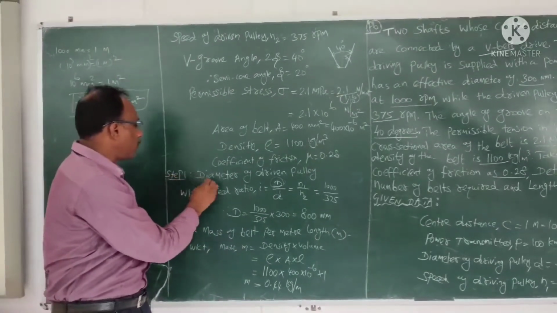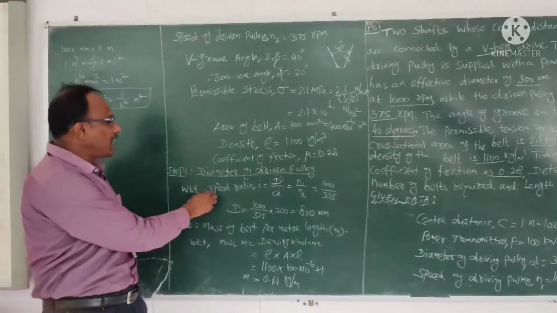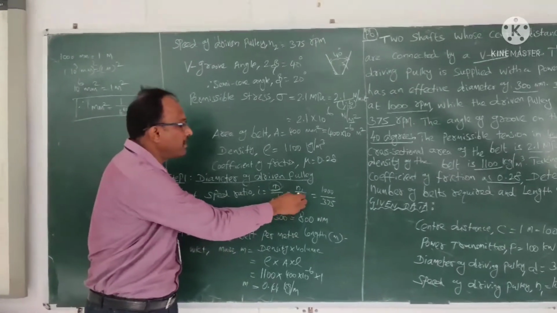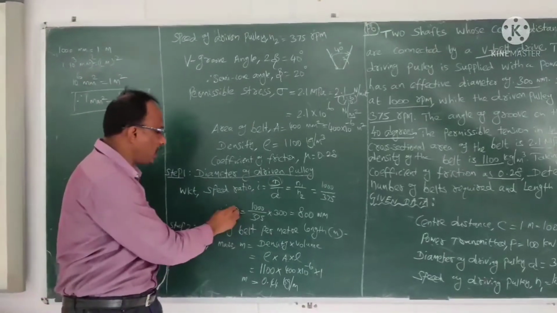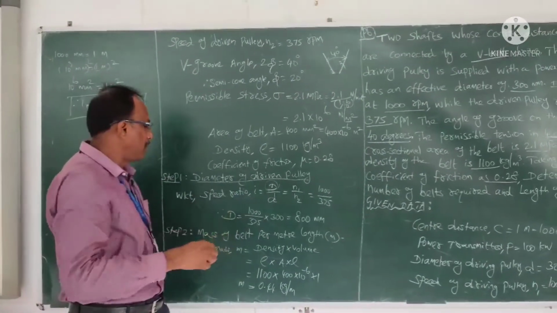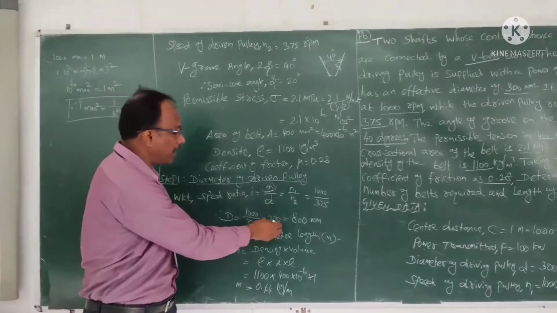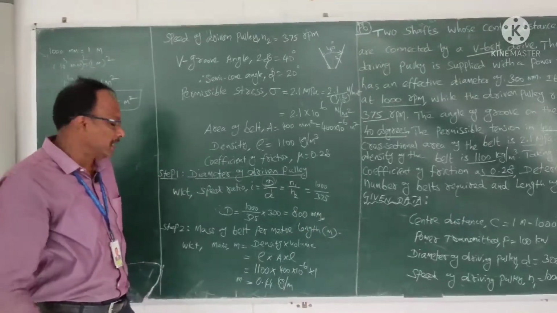First step, we are going to calculate the diameter of driven pulley. We know that the speed ratio i is equal to D by d, which is further equal to N1 by N2. Now we need to calculate this diameter of larger pulley, which is equal to 1000 by 375 multiplied by 300, we can get the value as 800 millimeter.